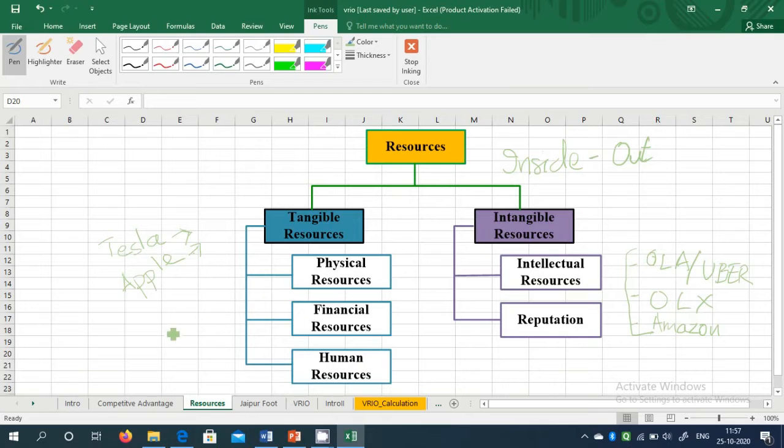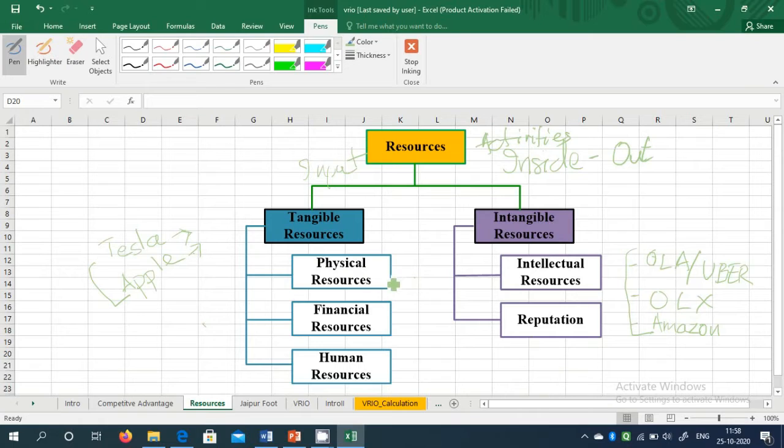Here they have adopted innovation in the product line. So both ways, this inside out or resource based view is being adopted. But resources are the input for organizations' activities. And they can be like this: tangible resources and intangible resources. And again here you have physical resources, financial resources, human resources, intellectual resources, reputation.